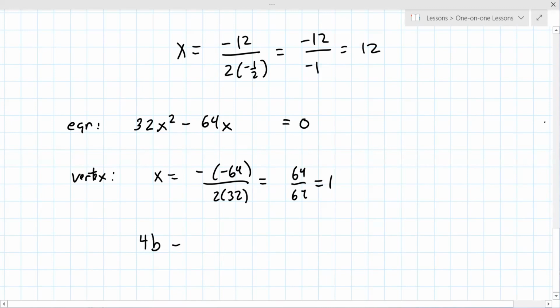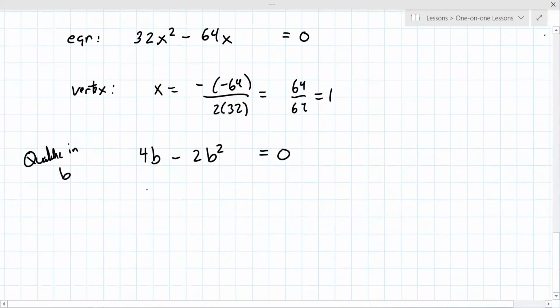4b minus 2b squared. So this is a quadratic in b, and you have to train yourself to say, well, it's not b, it's really x. Like, I don't want you to write this, but it is 4x minus 2x squared, because writing it is slow, and you don't have that much time there. 2 over 8, 1/4 or 0.25. So what is your b value here?